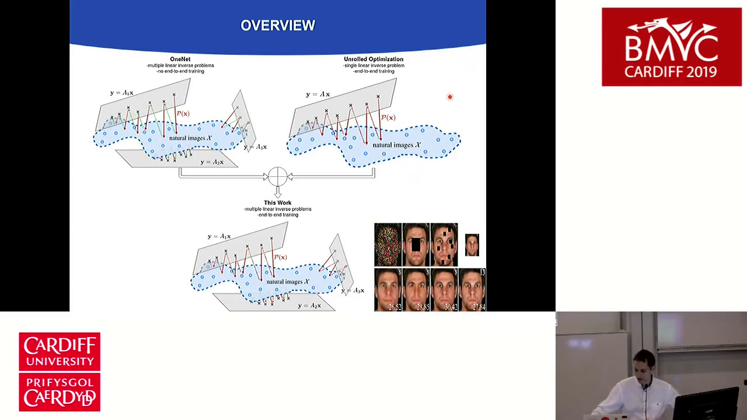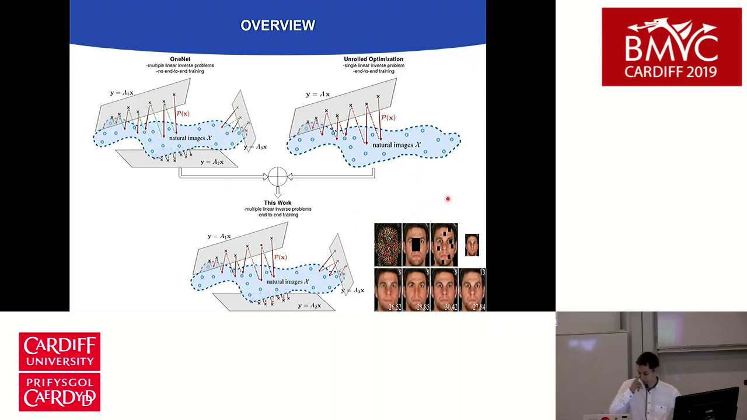This is unrolled optimization. You can see here that there are solid and dashed red mappings between the two sets, and this is trained. The solid ones are trained end-to-end, but unfortunately this one only supports a single linear problem, so just one hyperplane in contrast to multiple ones. Our procedure is the combination of the two, so we use multiple hyperplanes and end-to-end learning.